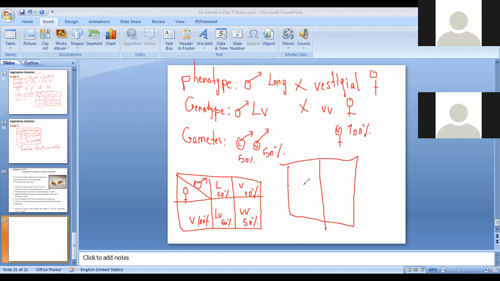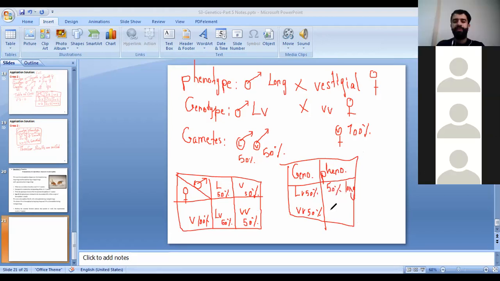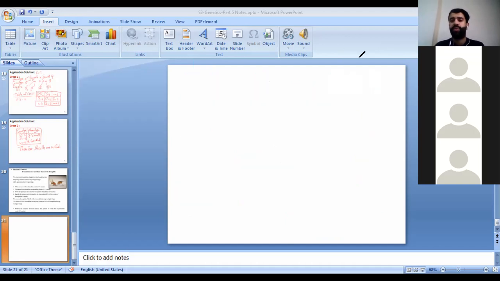Now the table of results. We divide it into genotype and phenotype. I'm writing geno and pheno, but you are not allowed to do this in the quiz; you have to write genotype and phenotype. So LV, 50%, and VV, 50%. 50% have long wings and 50% have vestigial wings. At the end, you have to write, therefore, results are verified, since they ask you to verify the results. This is the question in the quiz. It was very easy.